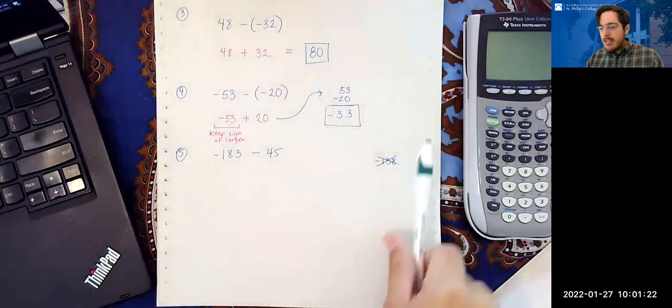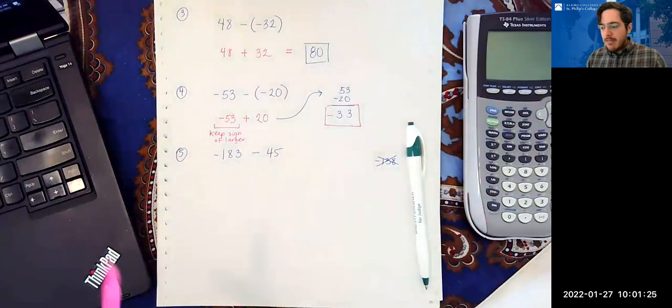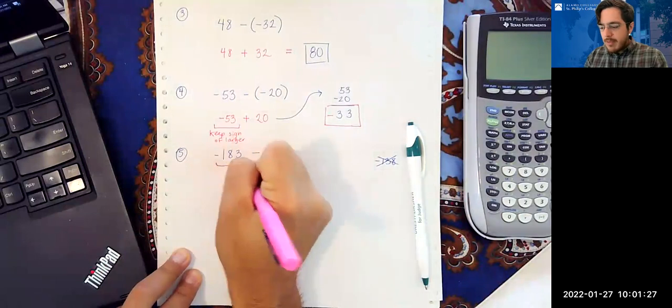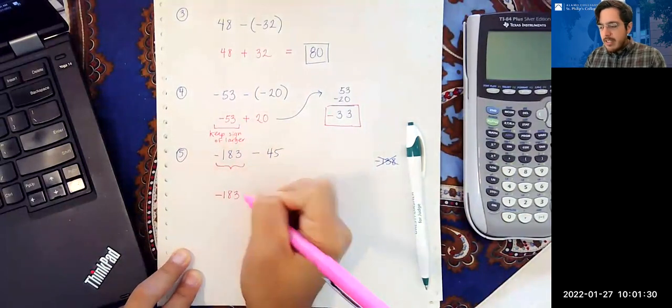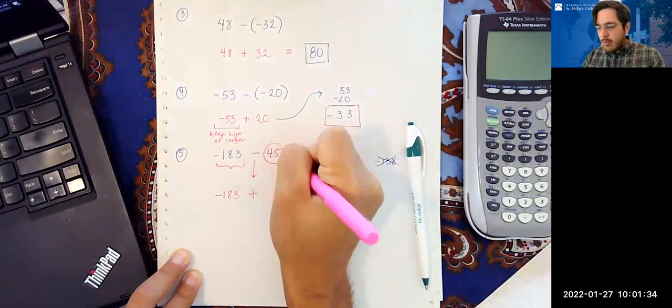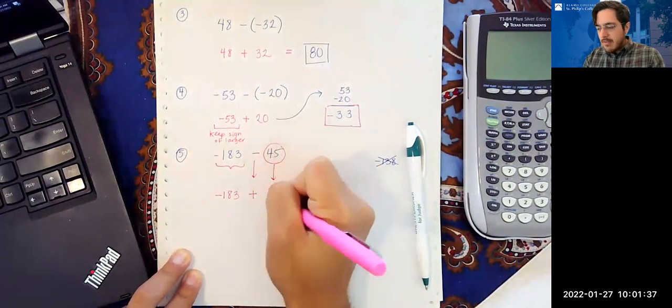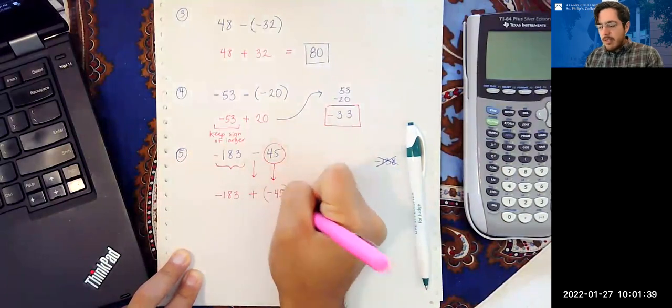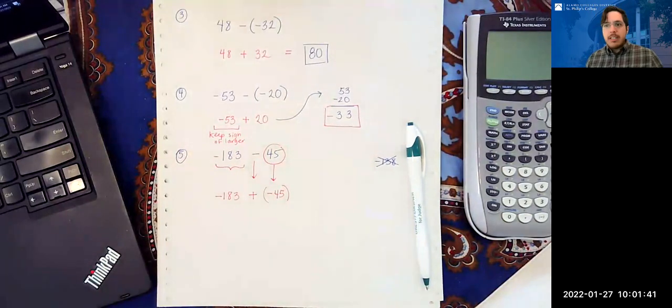Okay, so let's do keep, change, change. We need to keep this number, negative 183. We change to addition. And then we need to change 45 to its opposite. Okay. But here's the trick, right? Now we're adding numbers that have negative signs. How do I add two negatives? You just add them. You add the numbers, keep the common sign.